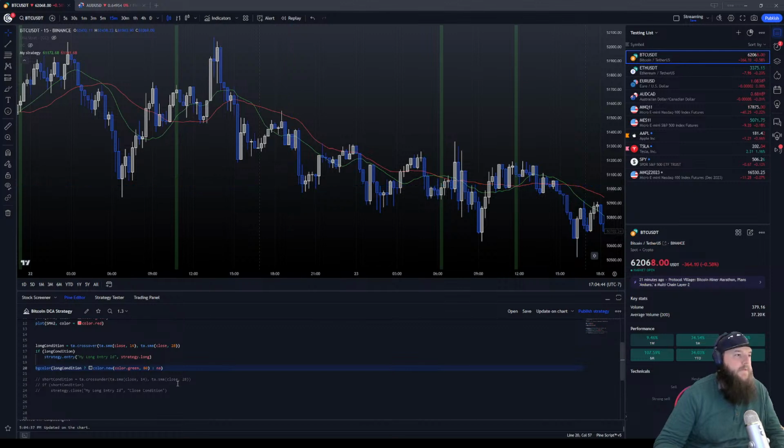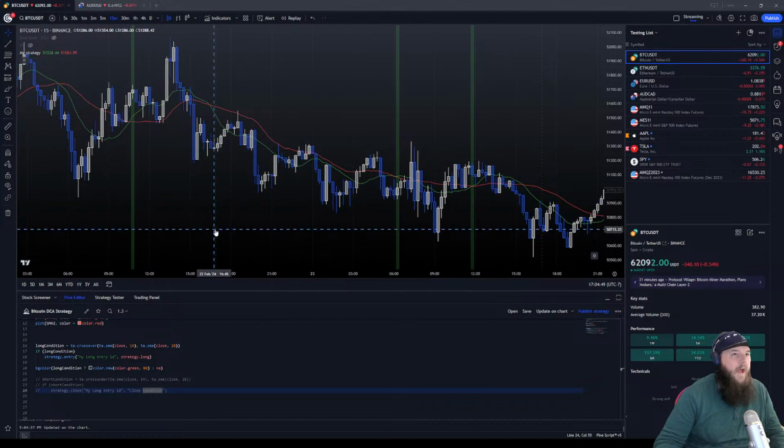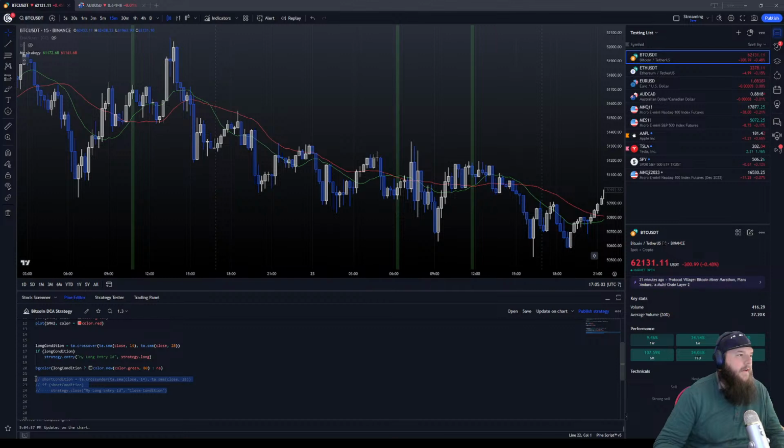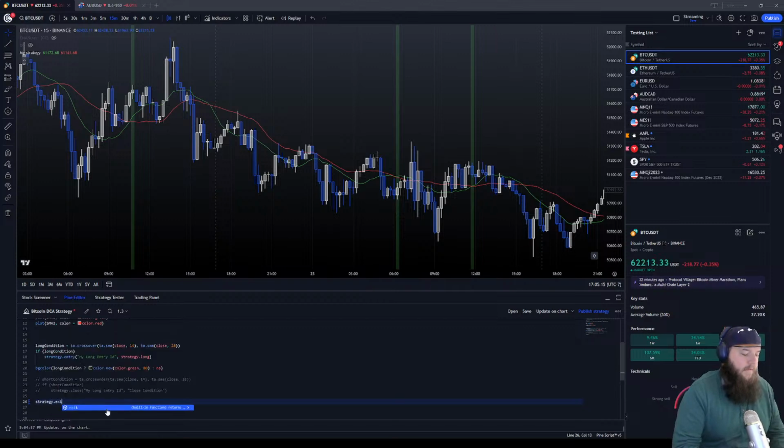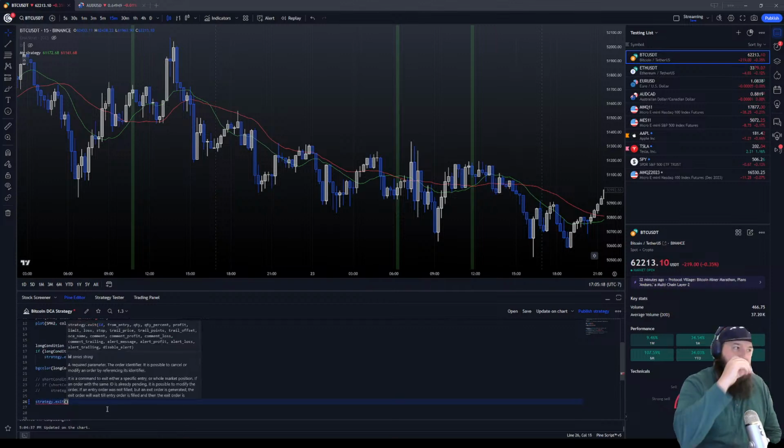So the reason why I got rid of this exit condition was because it was happening too quickly. Ideally, with a dollar cost average strategy, we want to exit after a specific percentage profit. So we can actually put that in right now. Since this is kind of like a take profit level, we're going to use strategy.exit. So we put in the function right there.